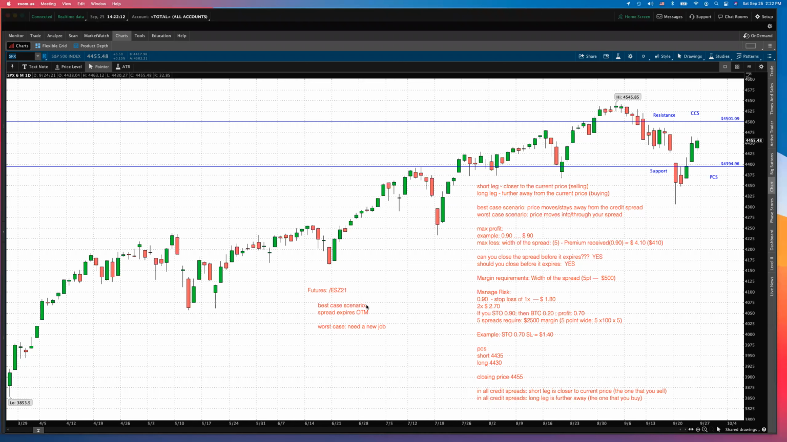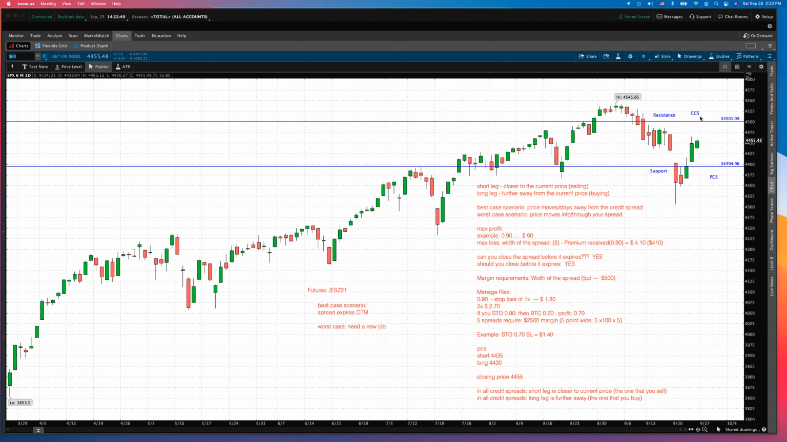So if it's worthless, that is what it means to be out of the money, right? It has no value. That is the best case scenario. It means that you don't have to buy it back. You get to keep 100% of what you received, right? If it expires in the money, it means that it has value, and therefore you're going to owe some money. You're going to have to give back some of the premium that you received.